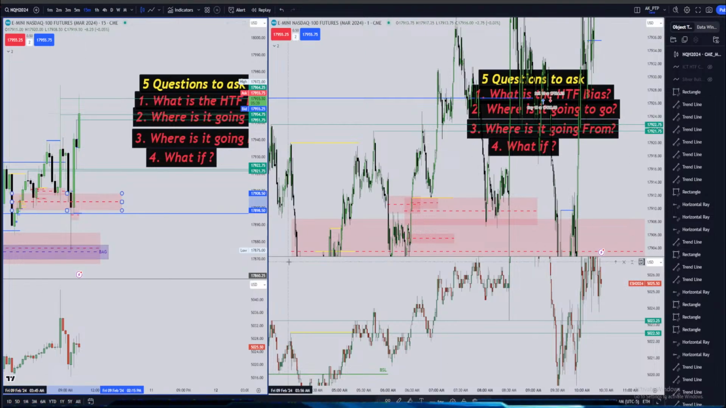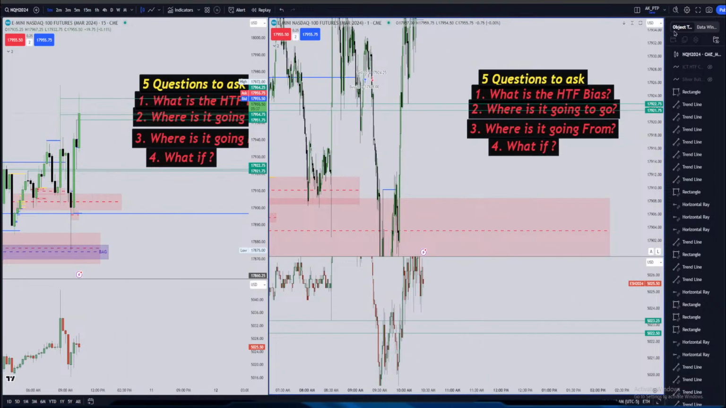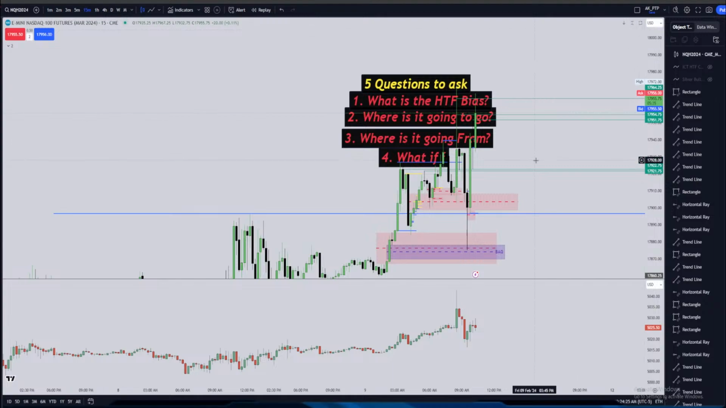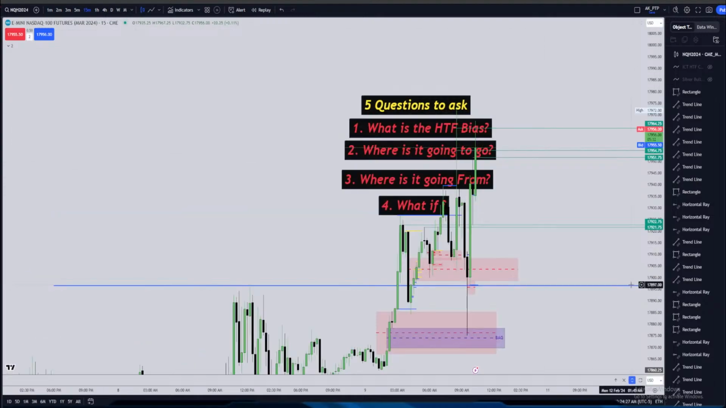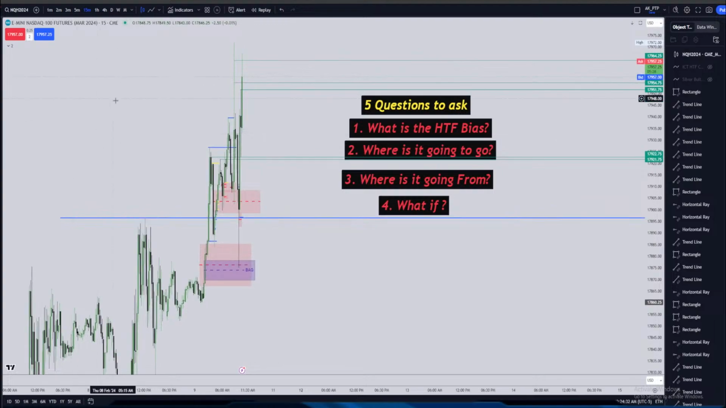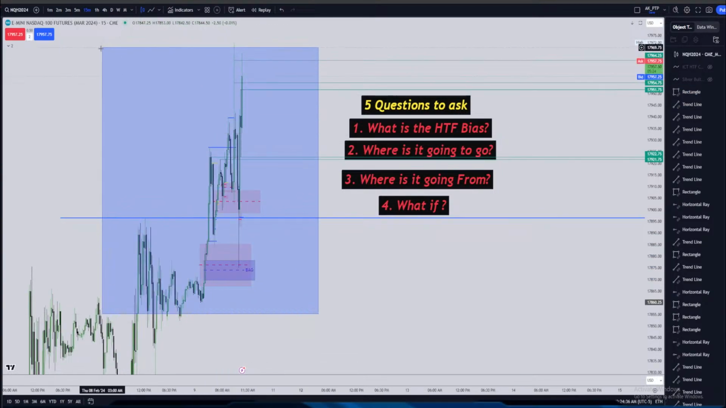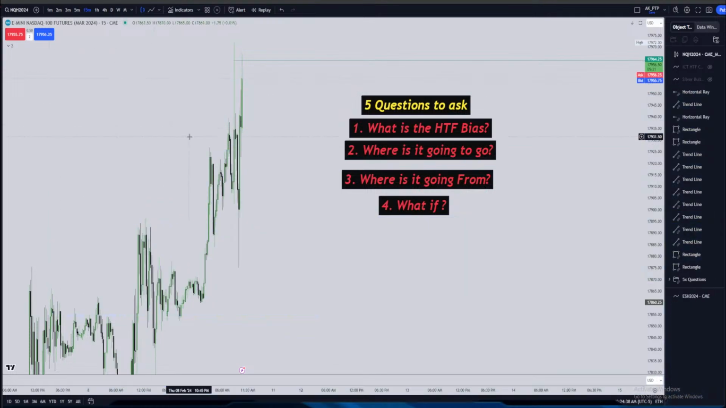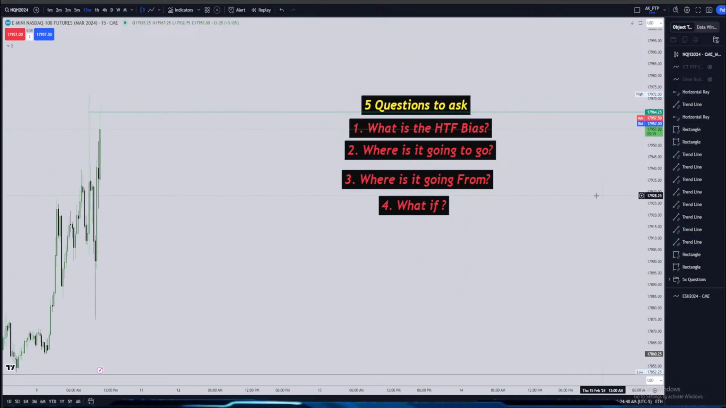Too many drawings. Let me clean up my chart and get back to the normal mode. I don't know how much it helped you, but that's how I look into the chart. This is my way of trading, and this is the way I'm improving every day, guys.